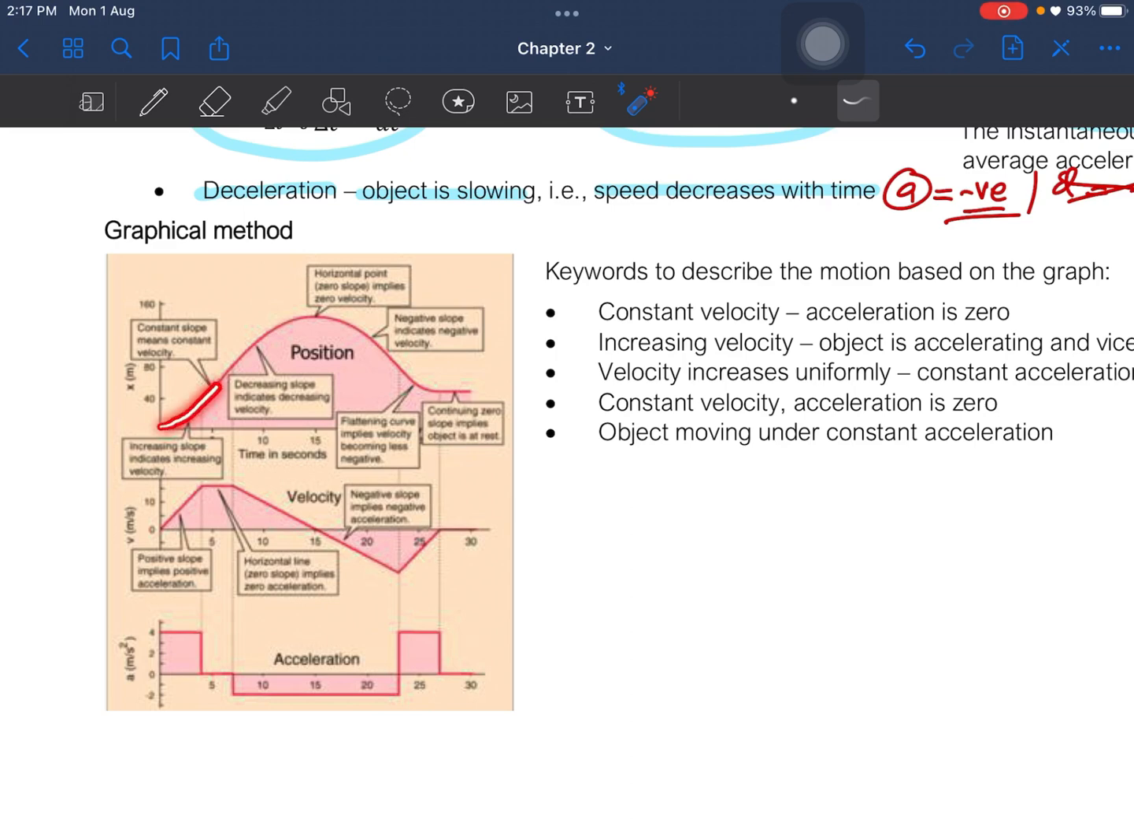is increasing constantly. This increasing slope indicates there is an increase in velocity. We can see that here. And this positive slope means that the acceleration is positive. So how do we calculate acceleration? It is dv over dt. So we calculate 10 minus 0 divided by 5 minus 0.